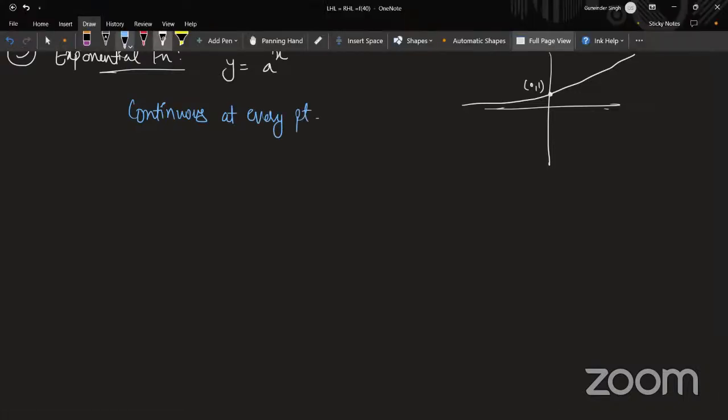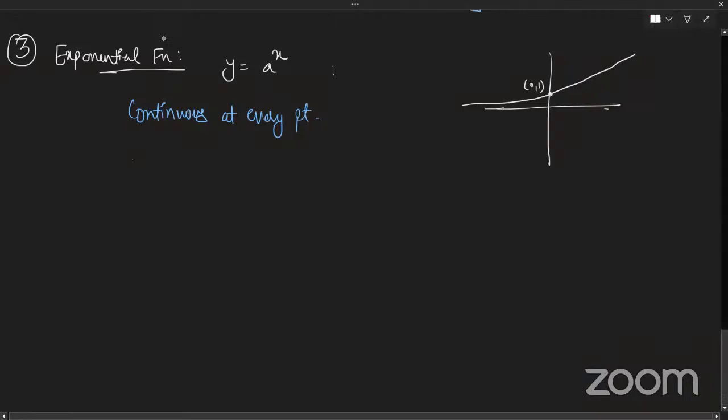So a can be anything, but a should not be equal to 1. This was the basic criteria. a should not be equal to 1. Great.